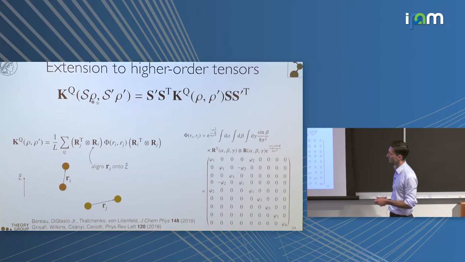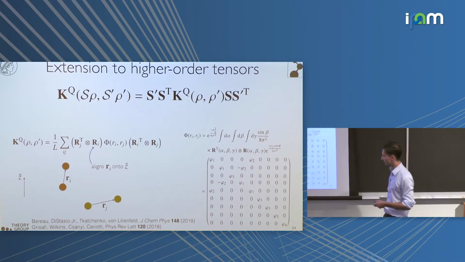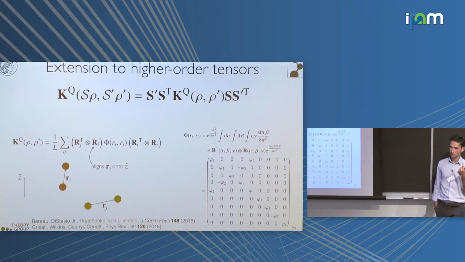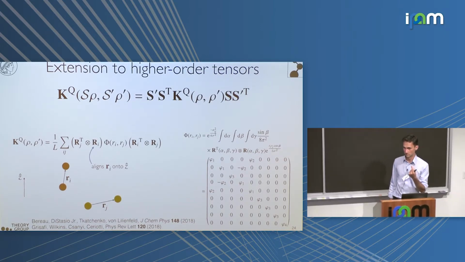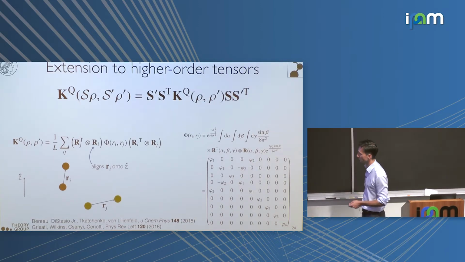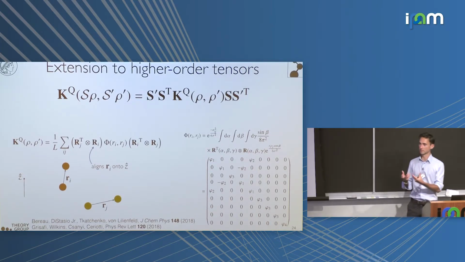If you apply these two transformations, S and S prime, on rho and rho prime, then you have more complex sequences of rotation matrices that you have to apply. It also makes the math a little more nasty, because now this is a second-rank tensor, and so what you end up with is a 9 times 9 entry for one kernel element. So it's pretty nasty. But the idea is the same, and so you also have these geometric features that show up.